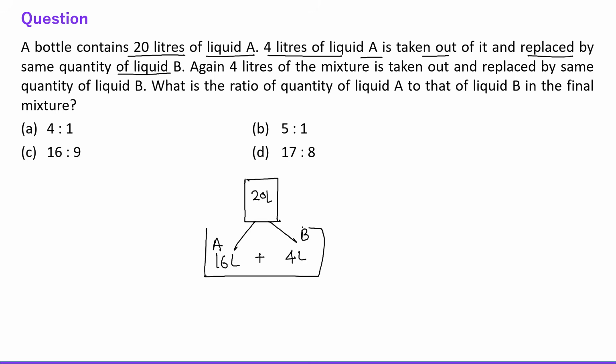Now the vessel is like this. There are two liquids, A and B. A is 16 liters and B is 4 liters, and in total there are 20 liters. Again 4 liters of the mixture is taken out. Now A and B are in the ratio 4:1, 16 and 4. So again, if you are taking 4 liters out, then that 4 liters will come out in the ratio 4:1. If you divide 4 in the ratio 4:1, you will get 3.2 and 0.8.